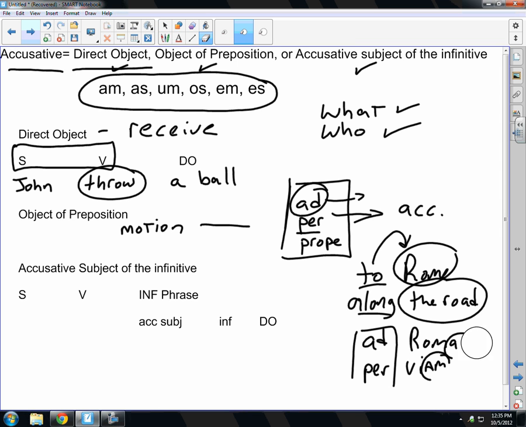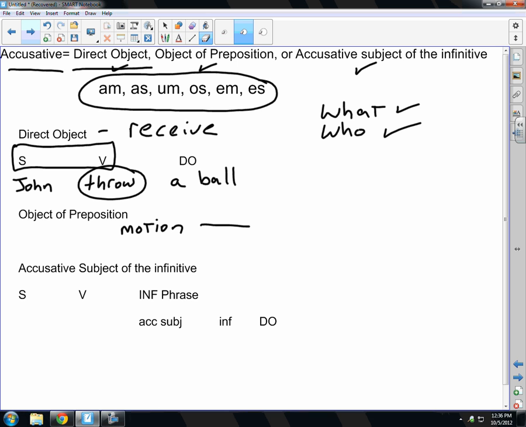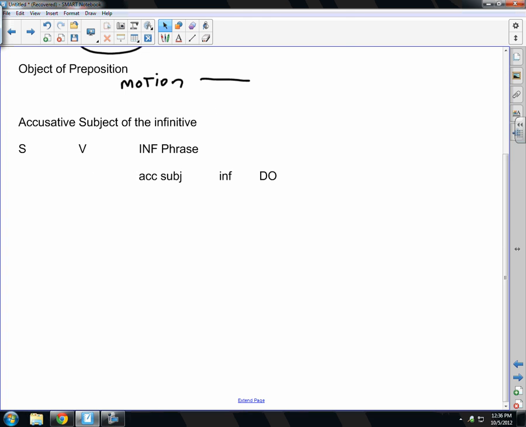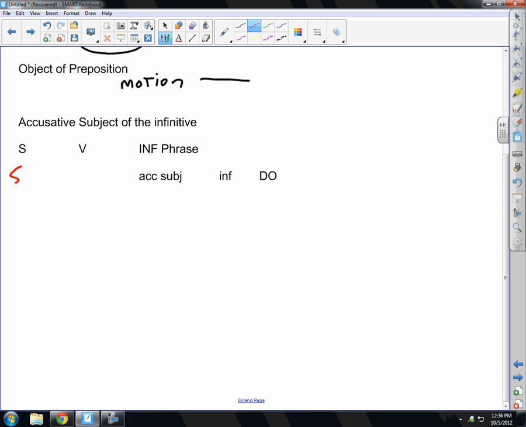Okay, let me erase this real quick. Last, we have the accusative subject of an infinitive. That's a little tougher, but we can deal with it. We know that the subject is the doer of the action, so we're going to have Sextus. I'm going to make that smaller real quick. We know that the verb is the actual action of the sentence, so we're going to say that Sextus wants something.